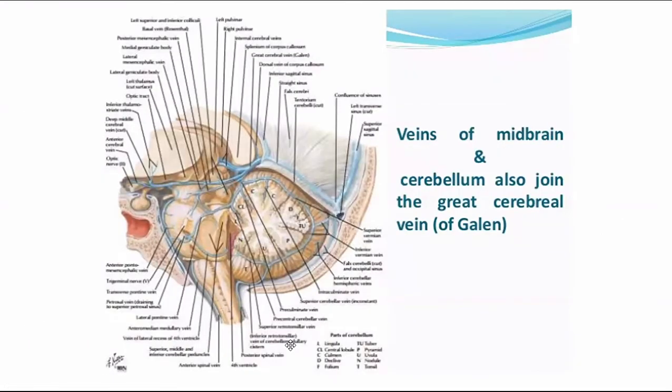Again, veins of the midbrain and cerebellum. This is your cerebellum. This is your midbrain. They join the great cerebral vein of Galen, because it is proximal to them, so they drain into the great cerebral vein of Galen. That applies to the cerebellum and the brainstem. Now, the pons and the medulla drain into nearby adjacent venous structures as well.